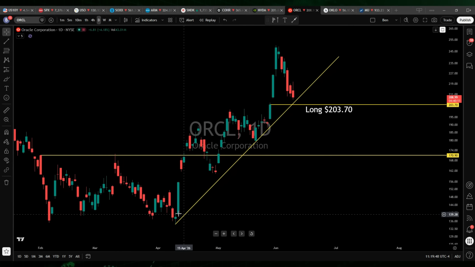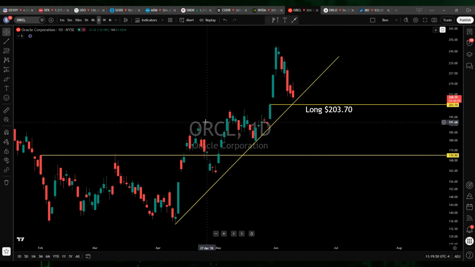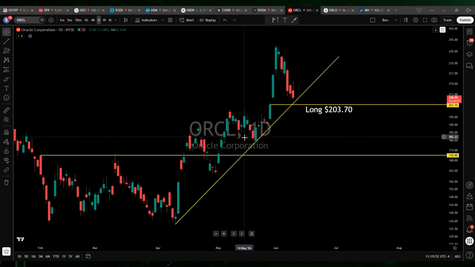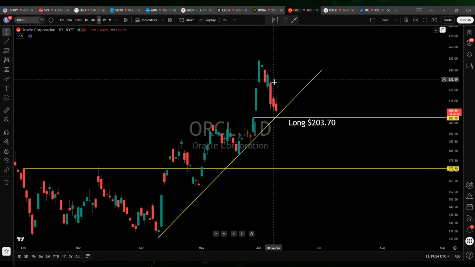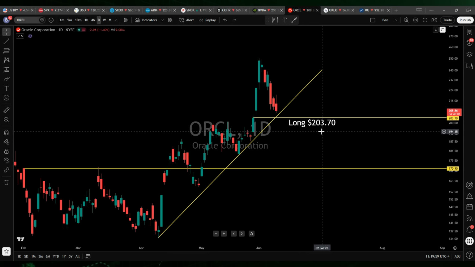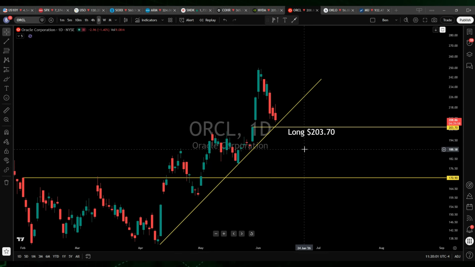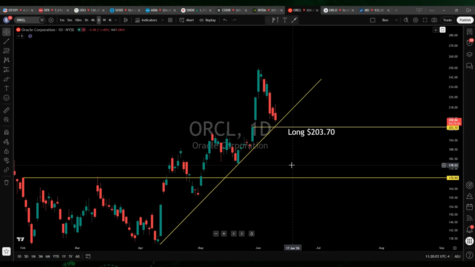Now, on a technical basis, you do have a pivot low here, a higher low, higher high, higher low, higher high. So we are still technically in an uptrend, which is why if you're aggressive, $203.70 is your entry price, knowing that you have a clear stop out level for ORCL.